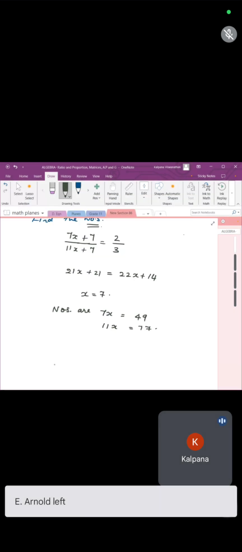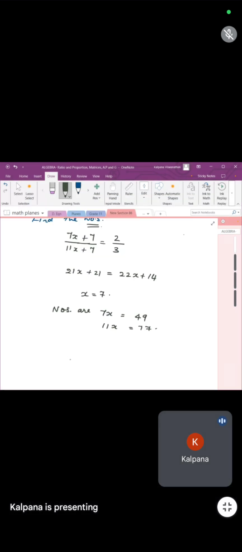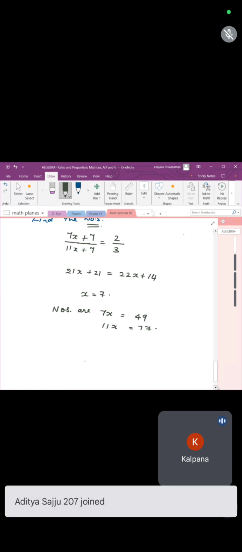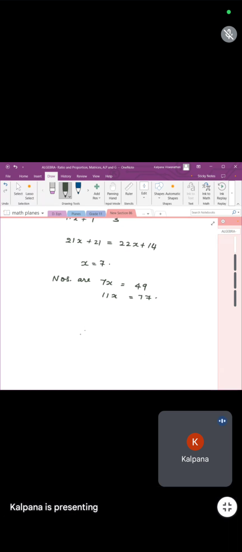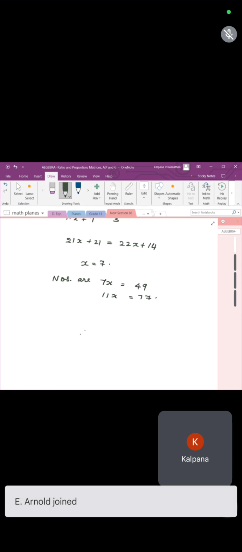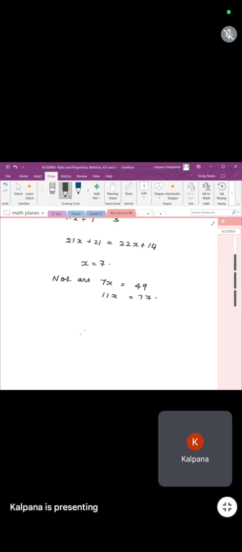Now under proportion we have a proportion, very important. We will get a question under proportions. So the ratio part, it is only these types of sums you will have. One more question in ratio.